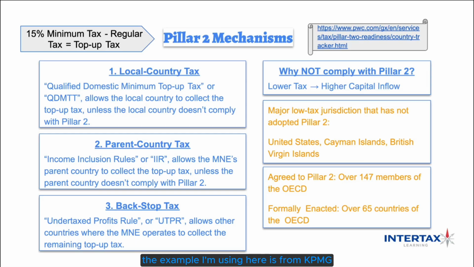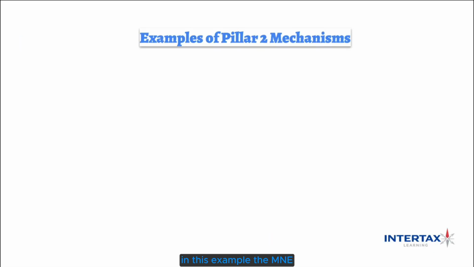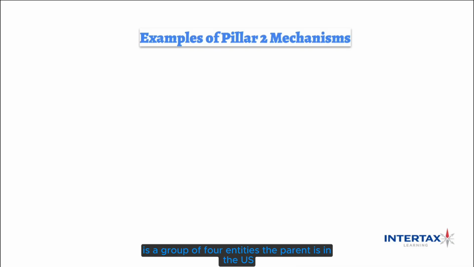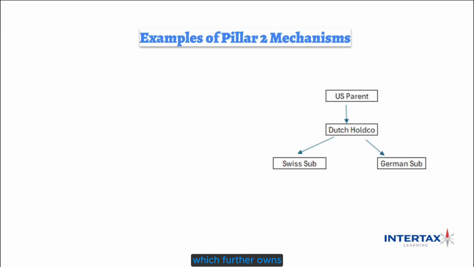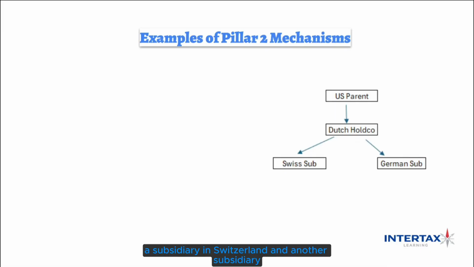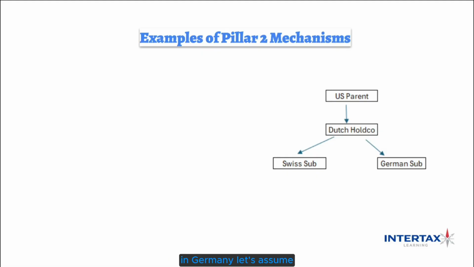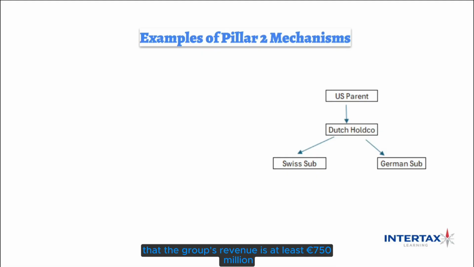The example I'm using here is from KPMG. In this example, the MNE is a group of 4 entities. The parent is in the US. It wholly owns a Netherlands holding company, which further owns a subsidiary in Switzerland and another subsidiary in Germany. Let's assume that the group's revenue is at least 750 million euros. That makes this MNE a qualified group for applying Pillar 2.